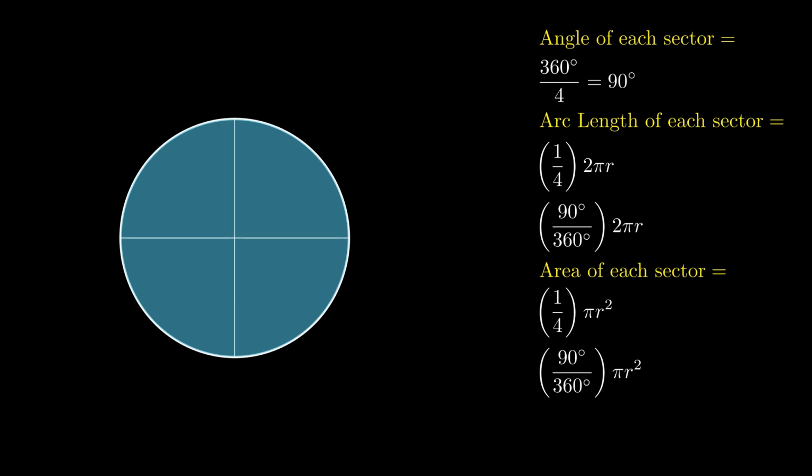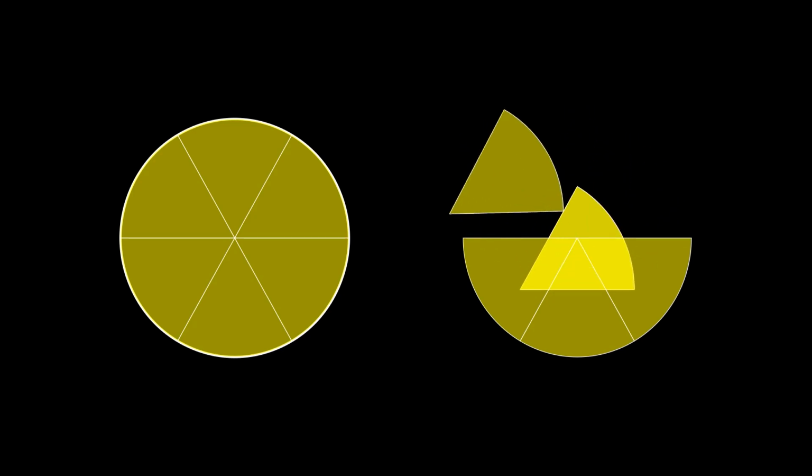Okay, let's do this activity for one more circle. Here I have taken a yellow circle and then I've cut it into 6 equal parts. Let me just copy it over to the right side and place them one above the other to see if they perfectly overlap or not. Perfect. All the 6 sectors of this circle also overlap perfectly one above the other.